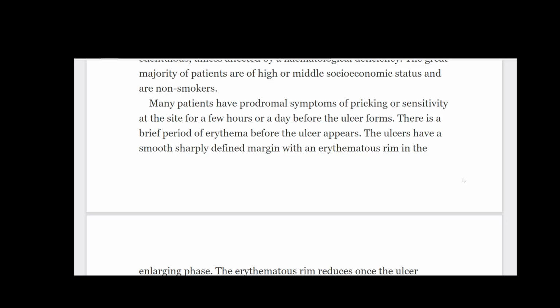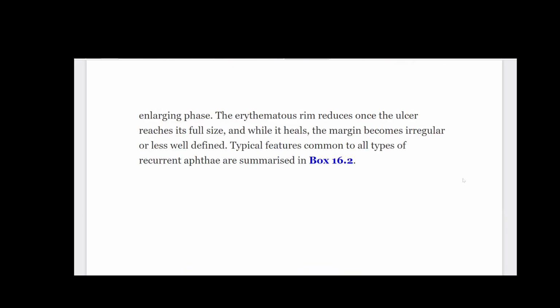The ulcers have a smooth, sharply defined margin with an erythematous rim in the enlarging phase. The erythematous rim reduces once the ulcer reaches its full size, and while it heals, the margin becomes irregular or less well defined. Typical features common to all types of recurrent aphthae are summarized in Box 16.2.